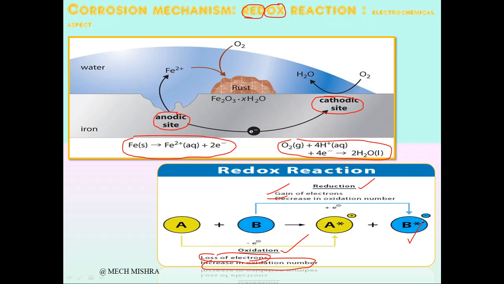So here both oxidation and reduction will happen, and iron, which is in pure form, will lose electrons and convert into Fe2+, and further it will convert into Fe2O3 or Fe3O4. That is what we call rust. So iron will get converted to Fe3O4 plus water. So that we call rust. So this is the basic mechanism of corrosion and the basic redox reaction.